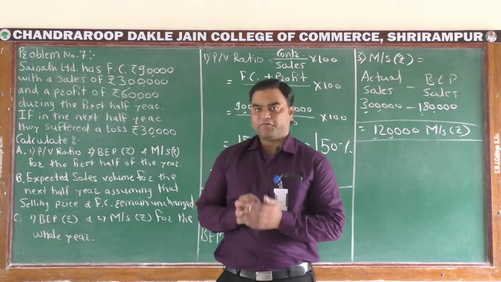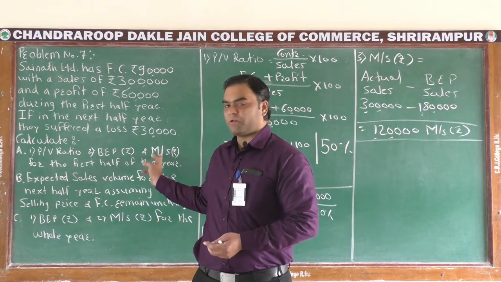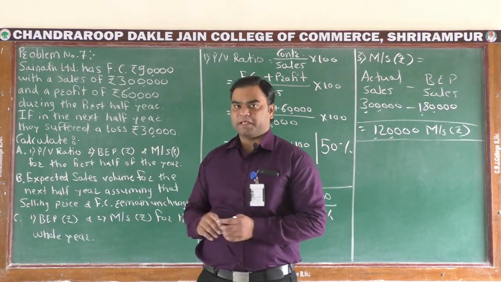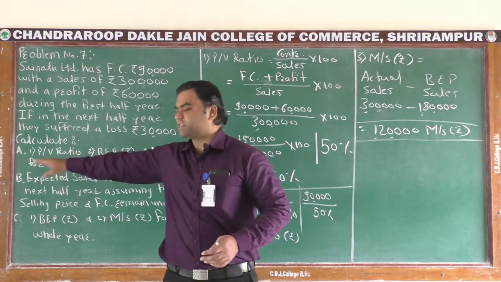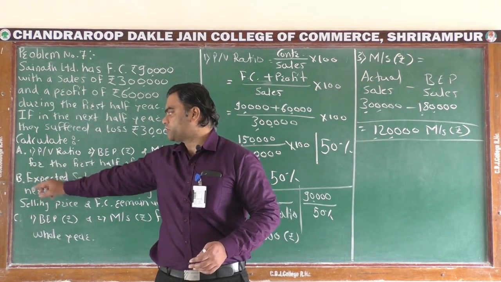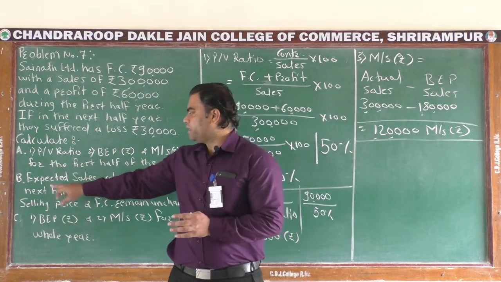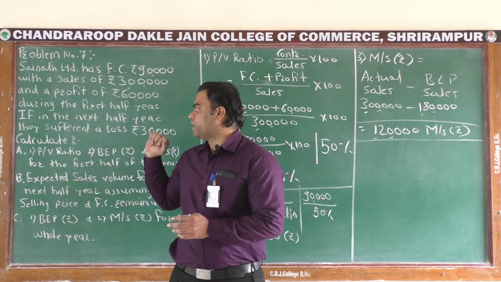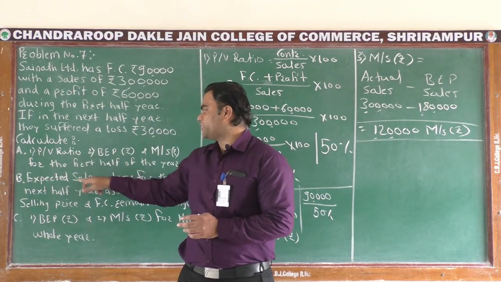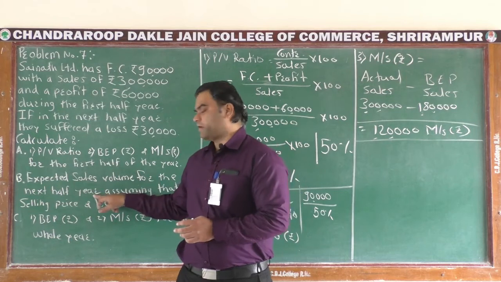So here in that way we have calculated PV ratio, BEP rupees and margin of safety rupees for the first half of the year. In that way we have calculated our section A. Now we are going to calculate the section B. In section B, what is the data given? What we are asked to calculate? Calculate expected sales volume for the next half year.